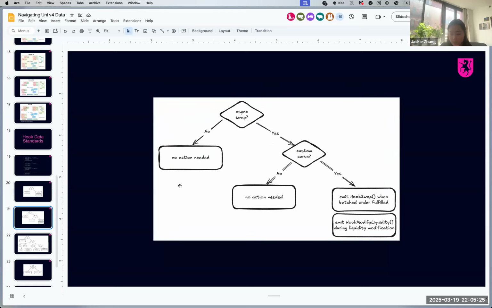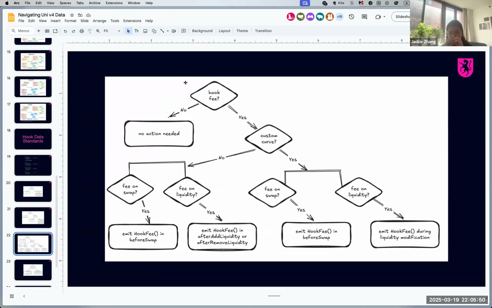And then another use case is on the async swap side. The special use case is an async swap that is also a custom curve. In those situations, you emit the same two events. You have the hook swap events and then you have the hook modified liquidity events, for the same purpose that we just went over.